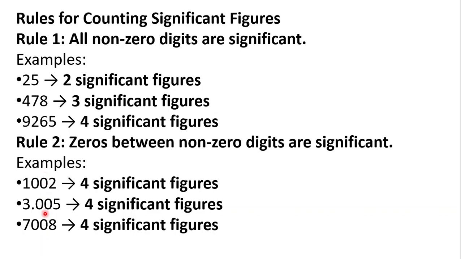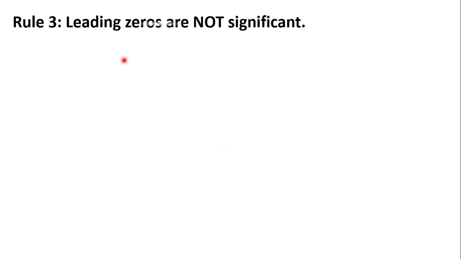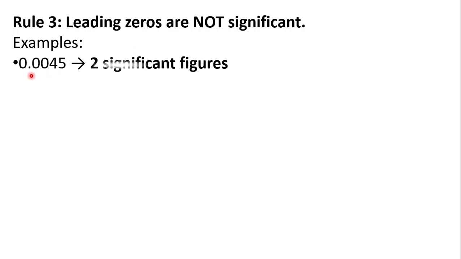Zeros between non-zero digits are significant. Rule number 3: leading zeros are not significant, meaning that zeros that come at the beginning, like 0.0045. So the first three zeros are not significant. Therefore, this number has two significant figures, 4 and 5.